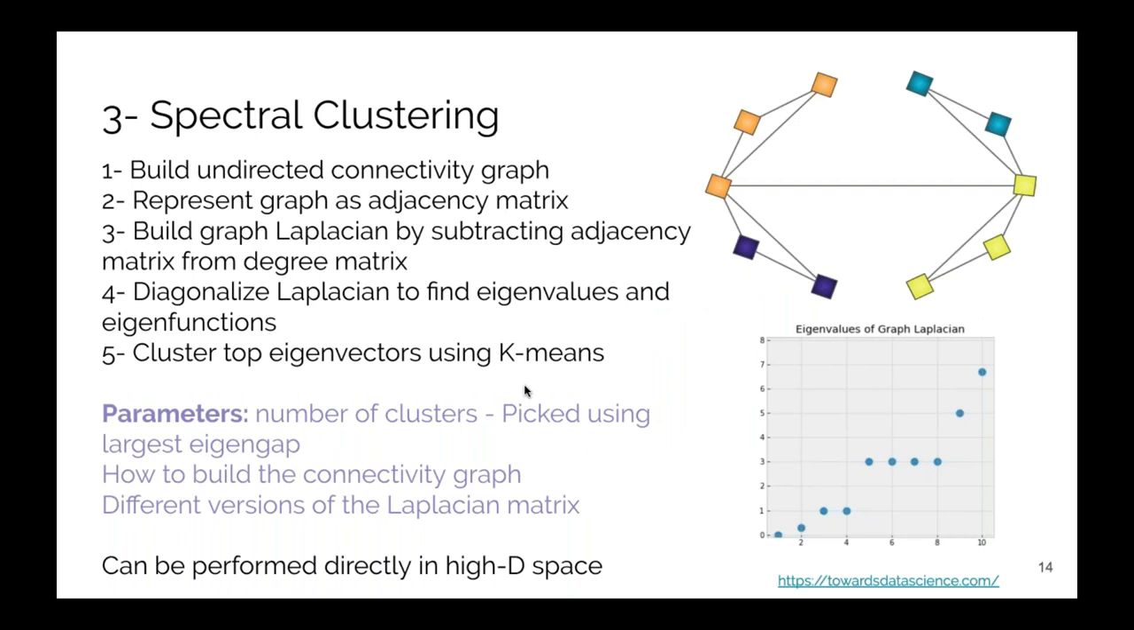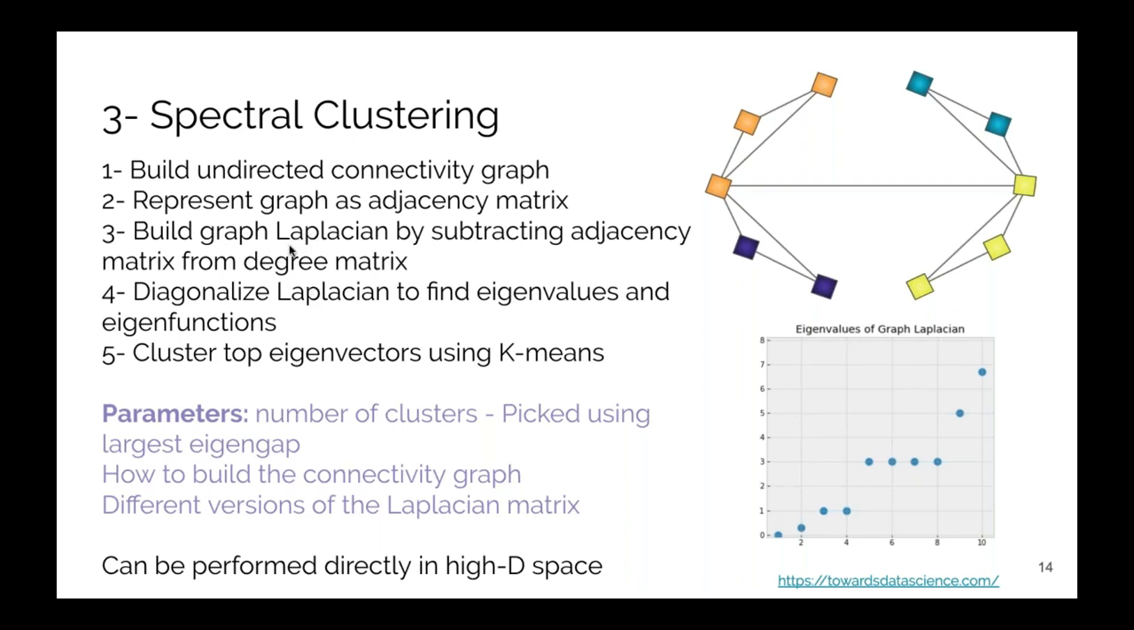And now I'm going to describe the last of the geometric methods, spectral clustering. This method is quite powerful and has gained traction over the years. It's a method that comes from graph theory. It basically hinges on building an undirected connectivity graph, representing the data as an adjacency matrix, and building the graph Laplacian by subtracting this adjacency matrix from the degree matrix, which contains on the diagonal the total number of points a single point is connected to.